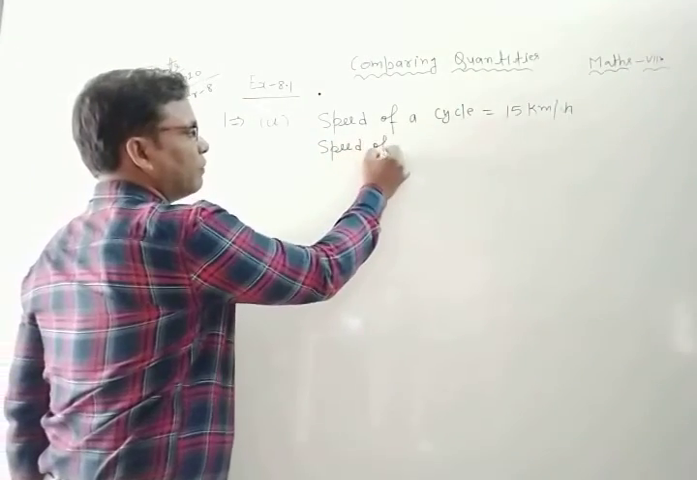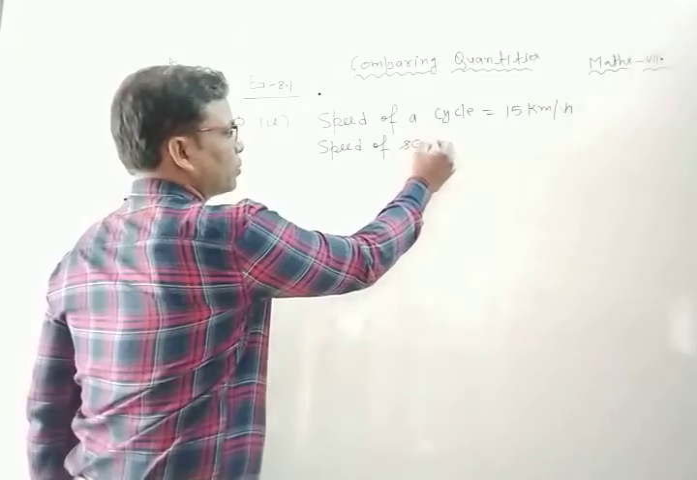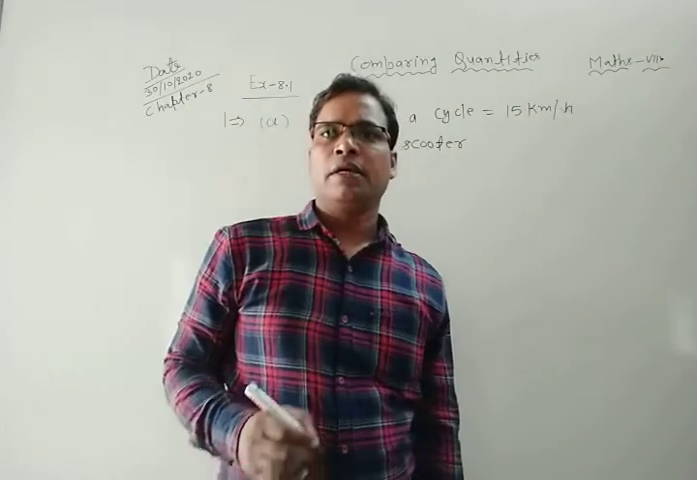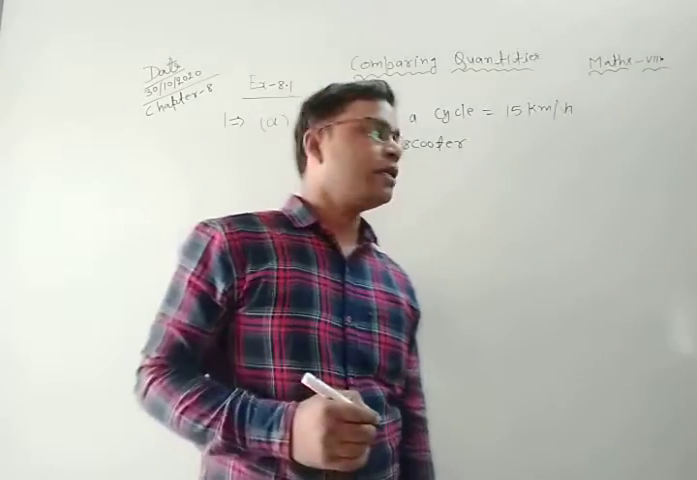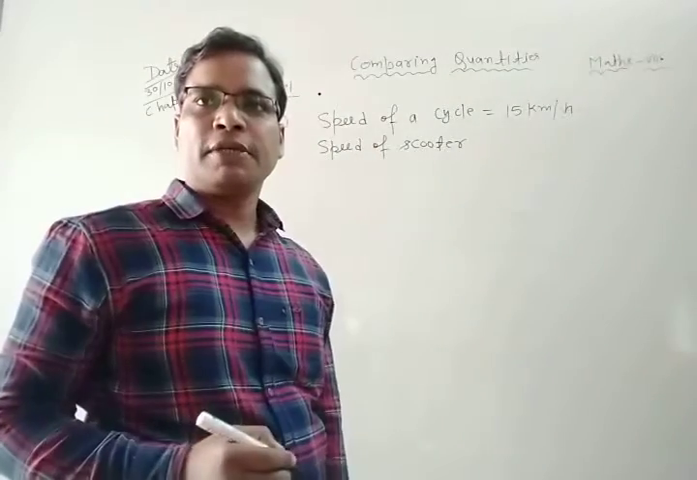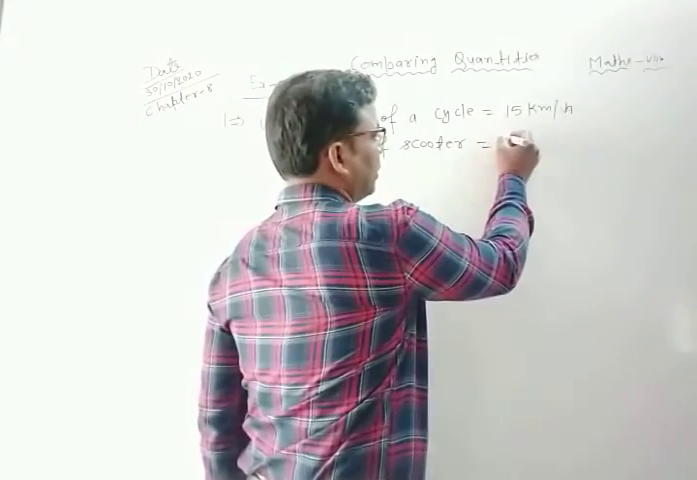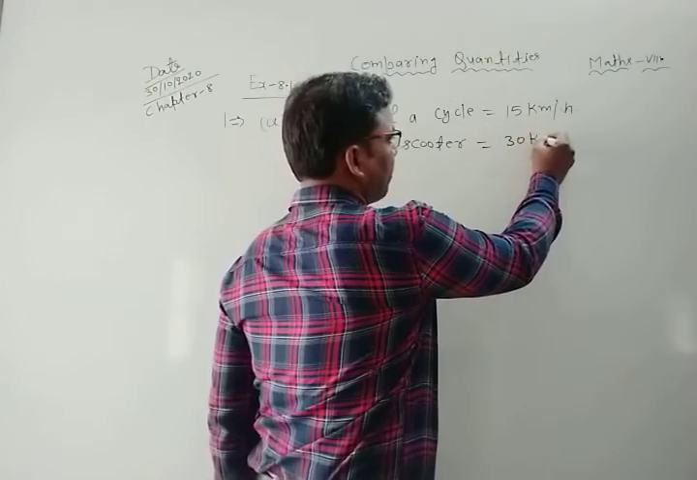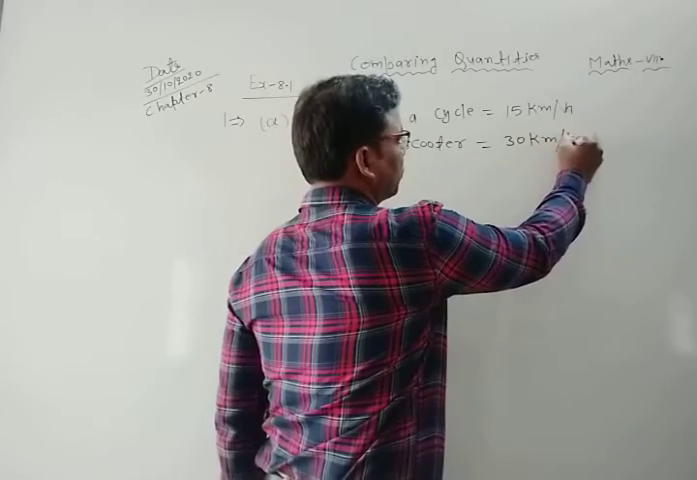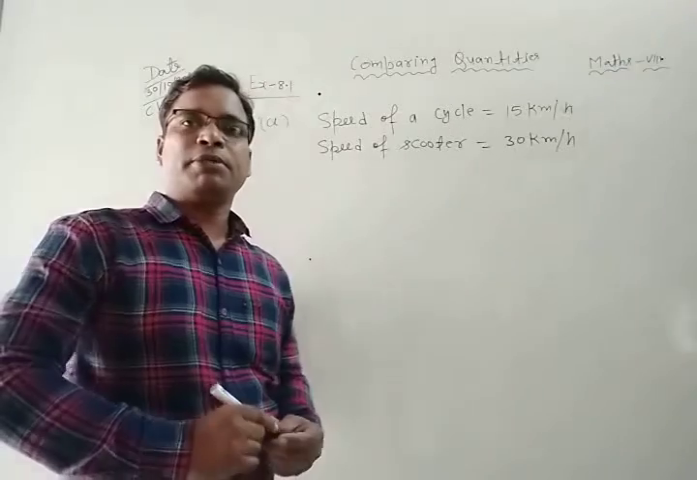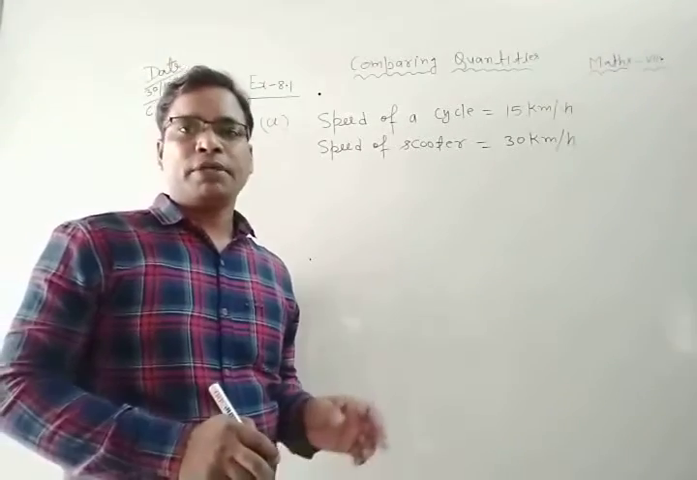Speed of scooter is given here. What is the speed of scooter? 30 km per hour. This is the speed of scooter. Clear? So we need to find the ratio of speed of cycle and the speed of scooter.